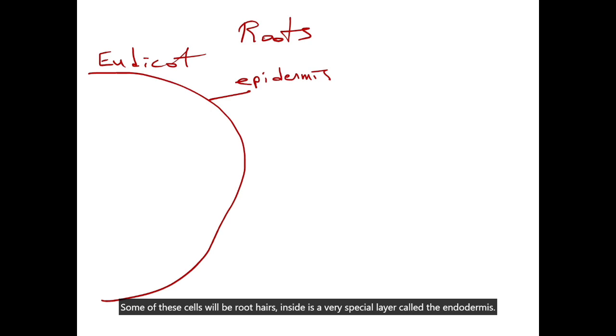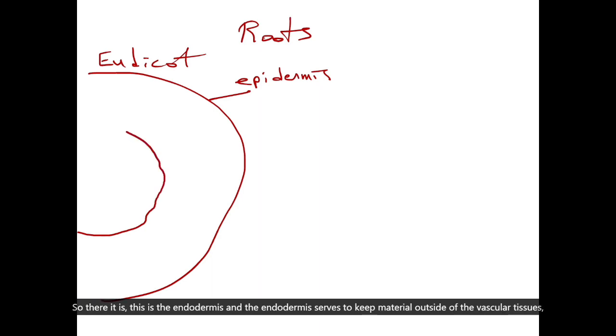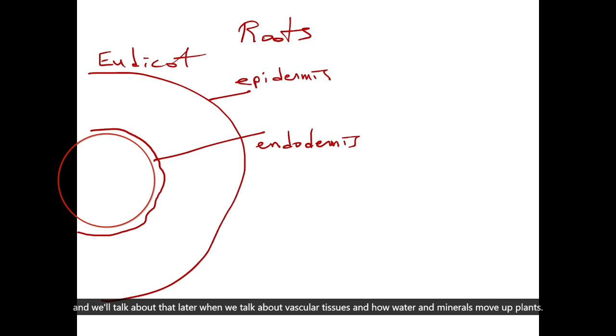Inside is a very special layer called the endodermis. And this is 1 cell layer thick. I'm exaggerating its width here just so we can see it. So there it is. This is the endodermis. And the endodermis serves to keep material outside of the vascular tissues. And we'll talk about that later when we talk about vascular tissues and how water and minerals move up plants.